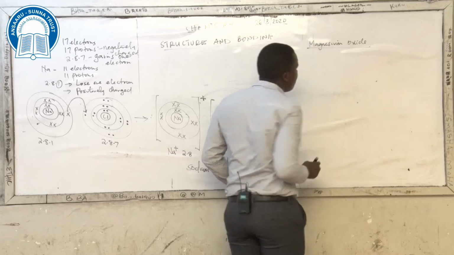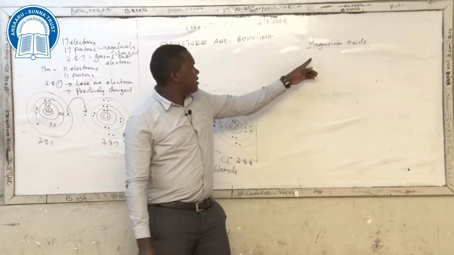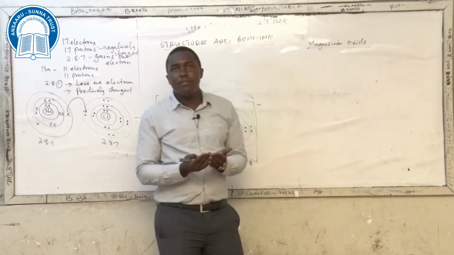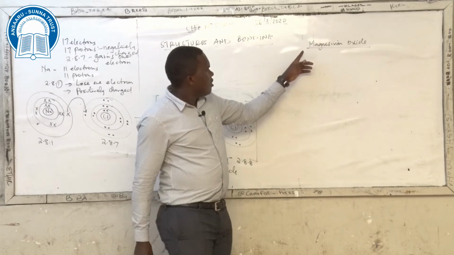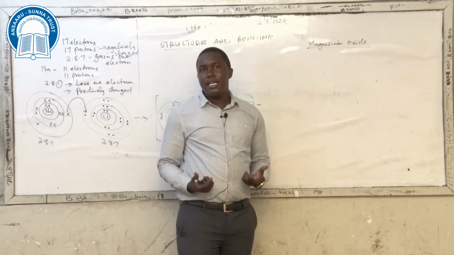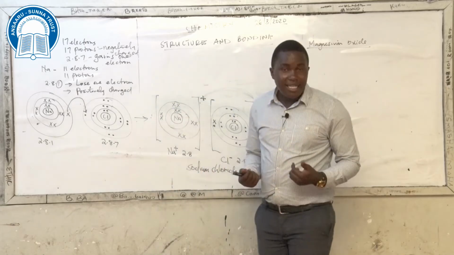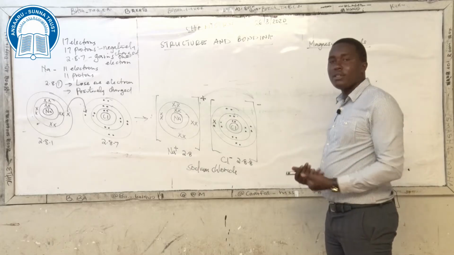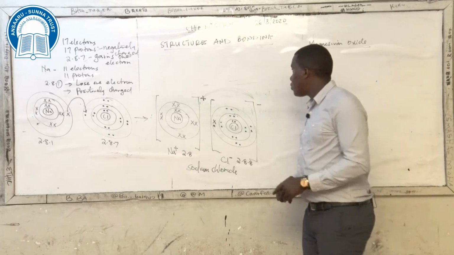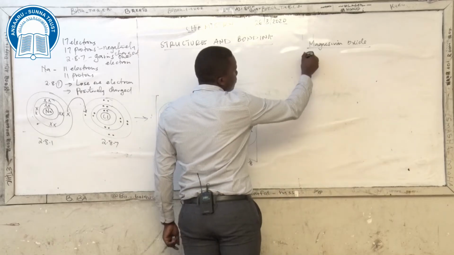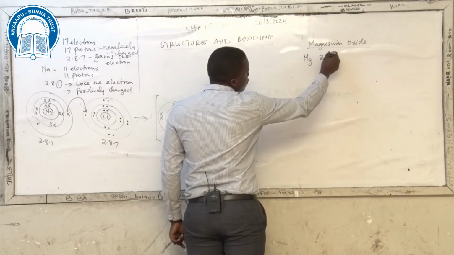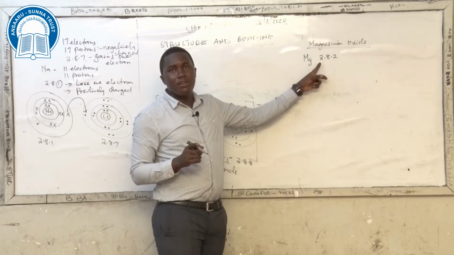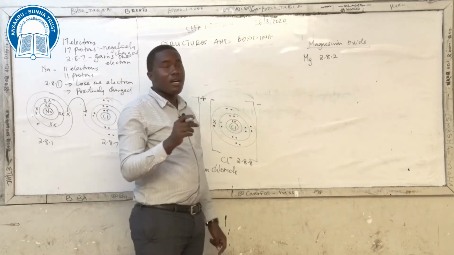Magnesium oxide. We know that magnesium is a metal, oxygen is a non-metal, and therefore when they come together they will form an ionic bond. So you have to ask yourself, how many electrons does magnesium lose, and how many electrons does oxygen require to form a complete stable configuration? So magnesium is 2,8,2, and therefore it requires to lose electrons to become stable.